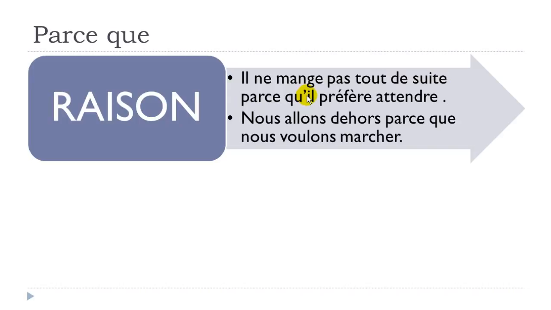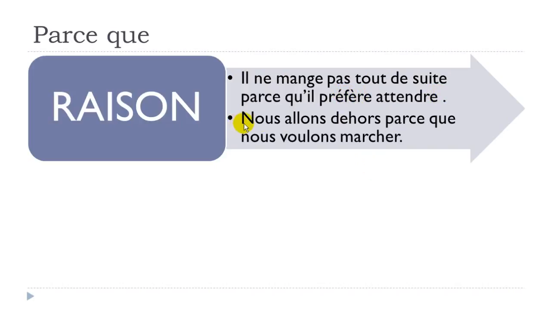Parce qu'il, okay, préfère attendre. So in that case, because he prefers to wait. Il préfère attendre. Okay? Préférer, to prefer. And then here you can see that attendre is to wait. Second verb, okay? And then you should put it like here at the infinitive form, so the basic form of the verb, okay? Il ne mange pas tout de suite parce qu'il préfère attendre.